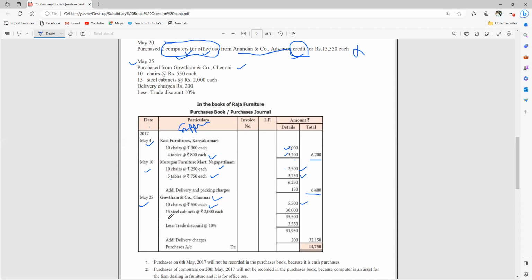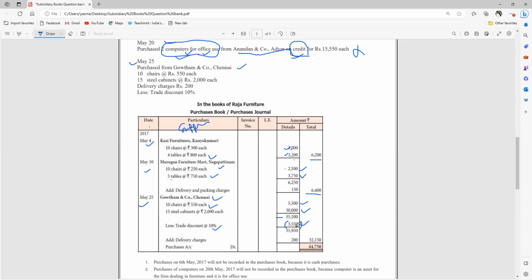Next, we bought 15 steel cabinets at 2000 rupees each. That means 15 into 2000 is equal to 30,000 rupees. So here, the total of both, 30,000 plus 5,500, is 35,500. Now, first we need to deduct the trade discount. Trade discount is 10%. 10% of 35,500 is 3,550. So this should be deducted from the above.